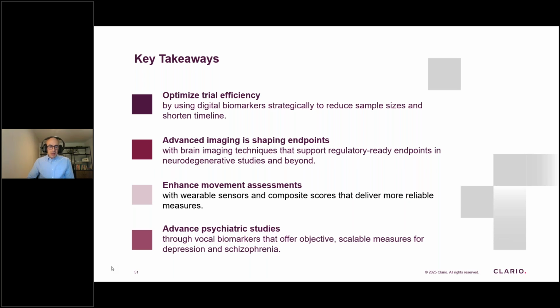And finally, as I tried to say, we can advance our psychiatry studies as well with vocal biomarkers that are objective and scalable for the moment for depression, schizophrenia, and soon maybe for more. On that note, I'll pass it back to our moderator, and I thank you all for listening.